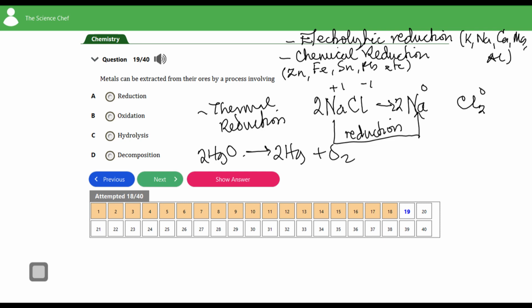Then hydrolysis. Hydrolysis has to do with using water to break a compound into 2 different parts. So since we are not applying water here to break this compound into 2 parts, it cannot be hydrolysis. And then decomposition. Decomposition is a reaction that involves the splitting of a reactant into 2 or more products. If you want to learn more about decomposition, you can watch our video on the types of chemical reactions. We have added the link in the description. So the answer to this question is reduction.